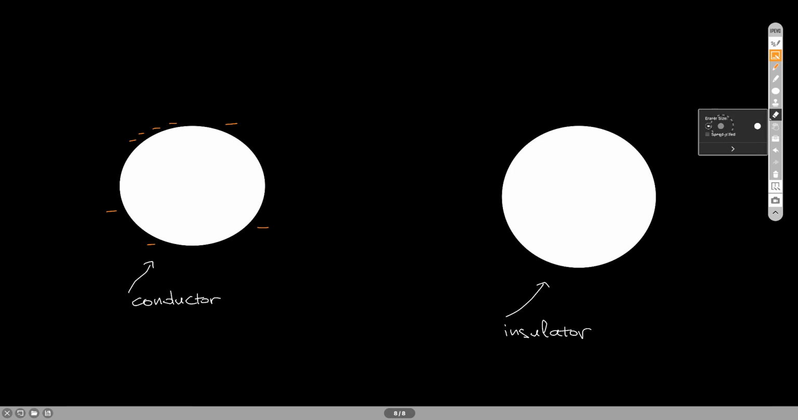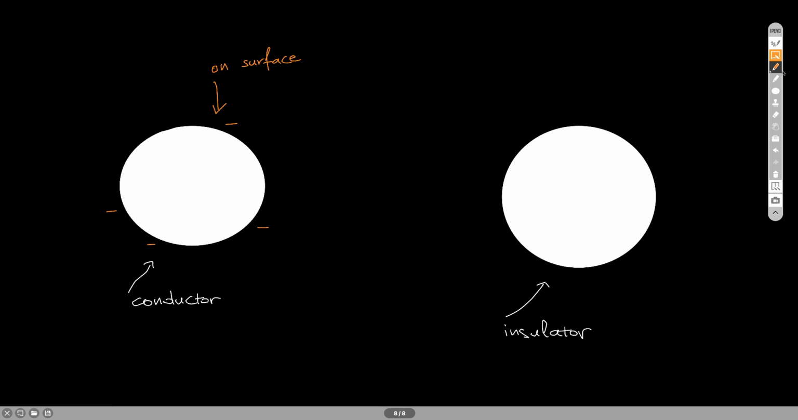So if you place excess charges on a conductor, those are gonna be distributed as far away as possible on the surface. Okay, this is important to remember. Those will be on the surface because that is where they are as far away as possible from each other.